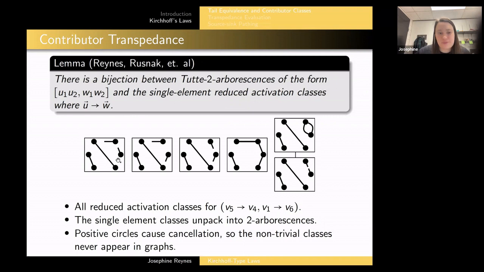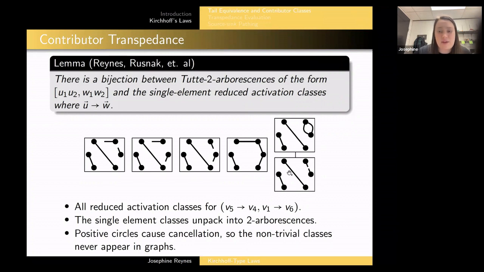So here are some activation classes where I'm sending v5 to v4 and v1 to v6. Here are 4 of them that are a single element class, and then 1 that is a 2 element class. If you look at these single element classes and you imagine folding out the back steps, you would see that each one of them is a 2 arborescence, where I have the v5 goes to v4, and I have the v5 is in a tree with v1, and v4 is in a tree with v6, and that they are disjoint, which is that property that we wanted earlier when we were counting 2 arborescences for Tutte.